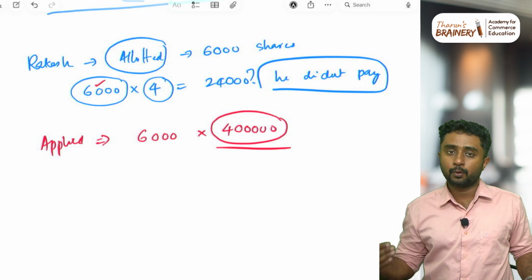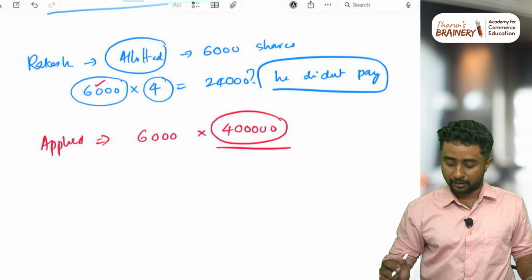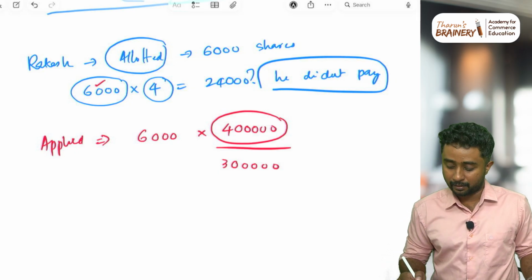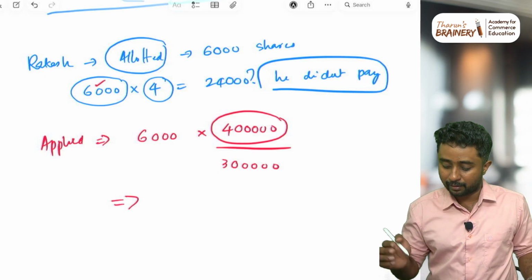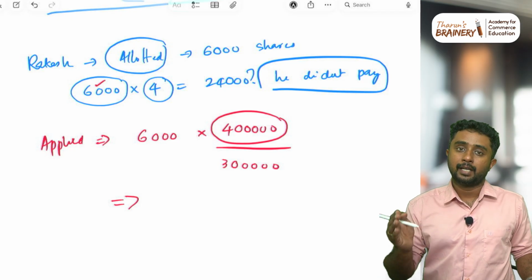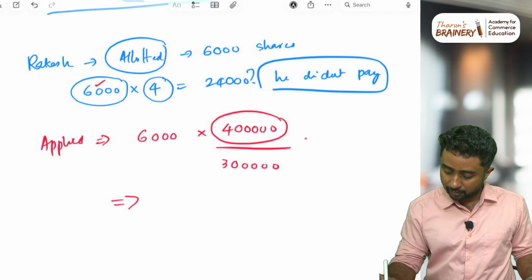Below that, in the denominator, you write the other value. Other value means what? Other value is the allotted value. Allotted value you can write here. So this is how you have to calculate the applied. If you want to calculate the allotted, just reverse it.